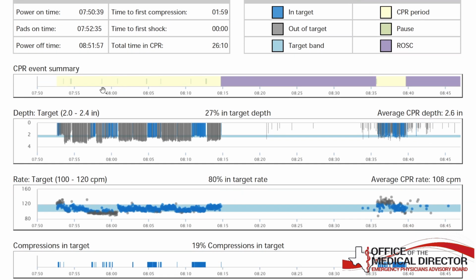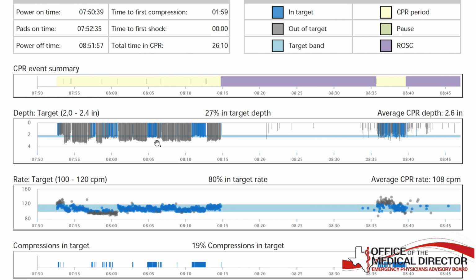When we scroll down, our depth target. So remember your target depth is 2 to 2.4 inches. This gives you a sort of a representation of that as a blue line across the graph. That's your target. And then each one of these sort of gray and sometimes blue lines are individual compressions, and this sort of shows you where they hit as far as your depth goes.